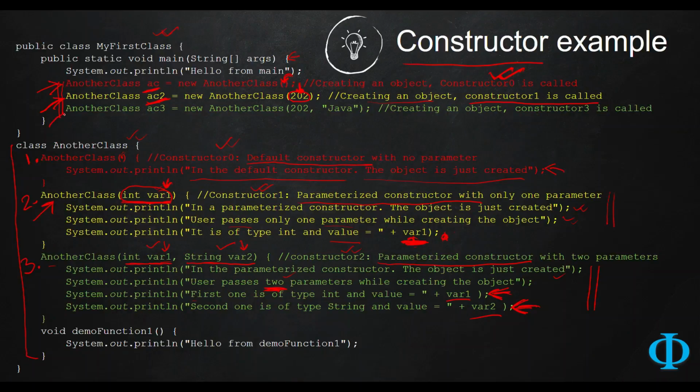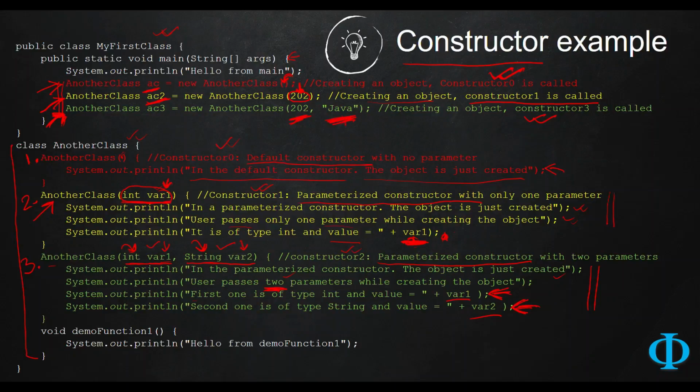In the end, I have created AC3 over here of another class, where the user is passing an integer, a value 202, and a string Java while creating the object. At this time, constructor 3 will be called. Why? Because this constructor 3 is expecting an integer and a string as parameters, and the user passed it.